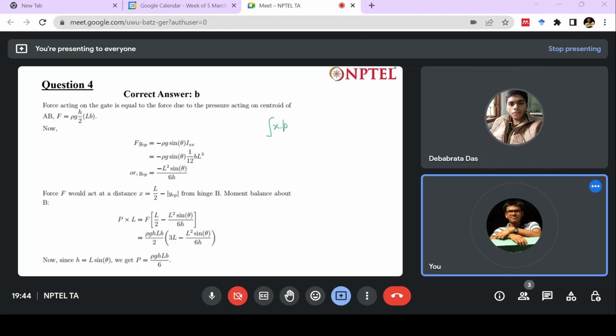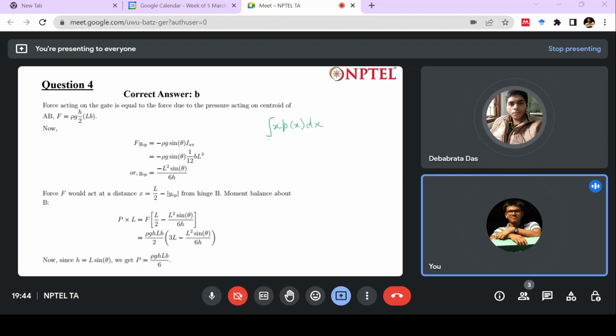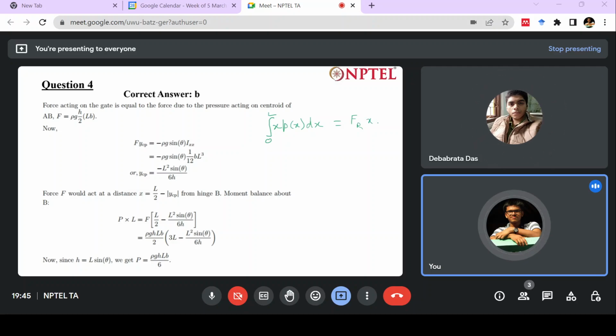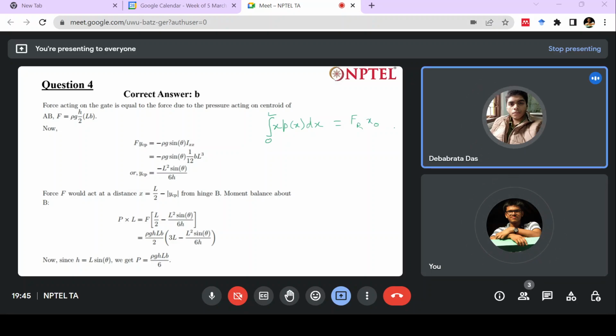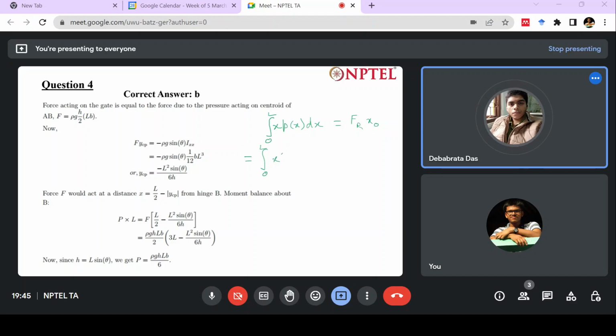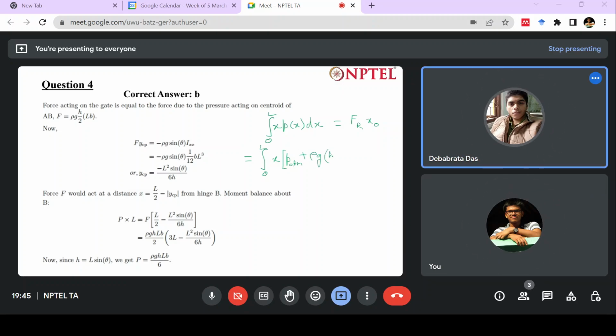So x p of x dx. This is our moment, right? This is equal to F_R x0. So we will put our expression of P. What is our expression of P? P atmosphere plus rho g h minus x sine theta.